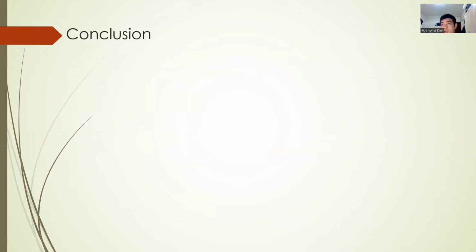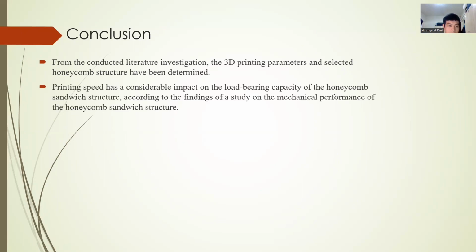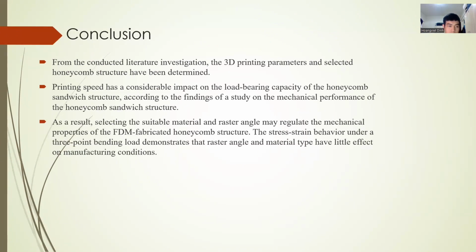The next page is the conclusion. From the conducted literature investigation, the 3D printing parameters and selected honeycomb structure have been determined. Printing speed had a considerable impact on the load bearing capacity of the honeycomb sandwich structure, according to the findings of the study on the mechanical performance of honeycomb sandwich structures. As a result, selecting a suitable material and raster angle may regulate the mechanical properties of FDM fabricated honeycomb structures.